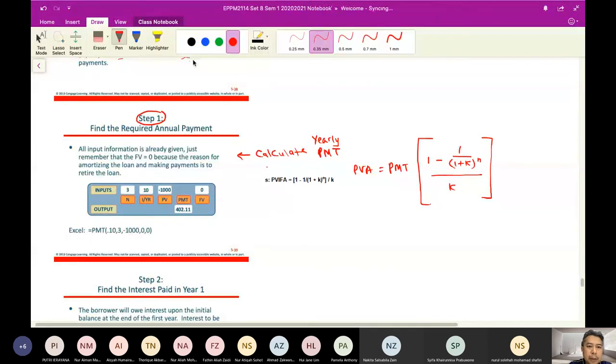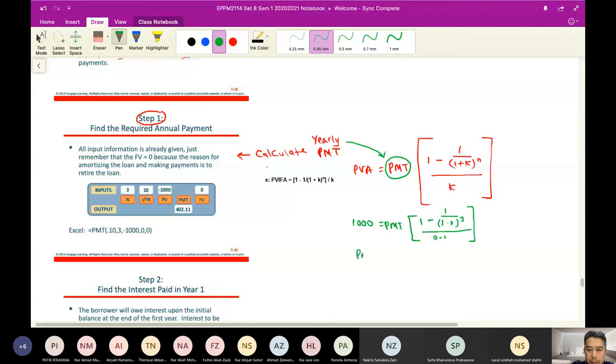So what you want to do is you need to find this one. Okay, find PMT. You already know that the present value is 1000, equal to PMT, we don't know, times 1 minus 1 over 1.1 to the power of 3, over 0.1. You solve that one and you get PMT equal to 4.0211.